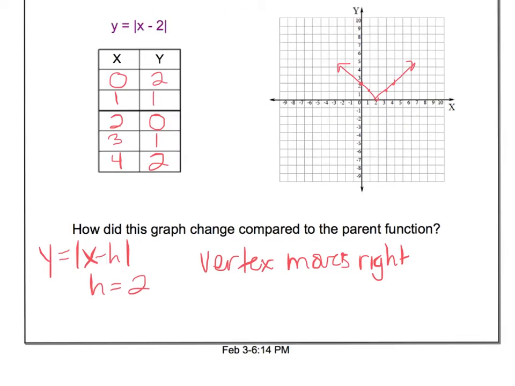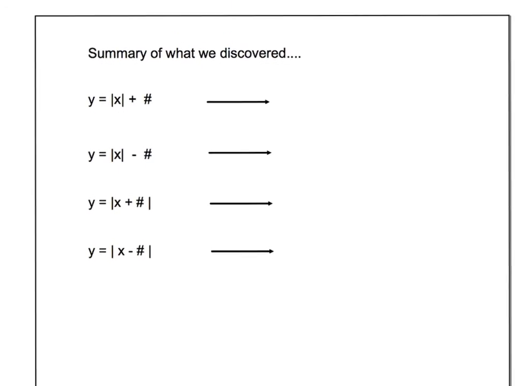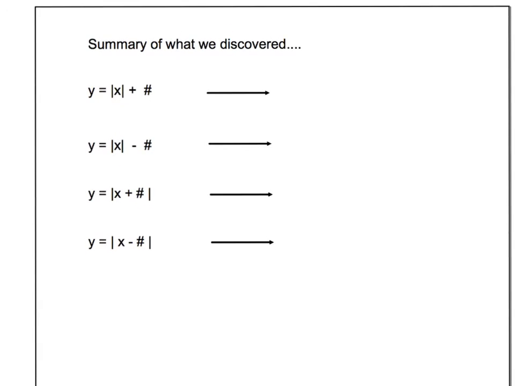So let's summarize what we've discovered. When we have a number outside of our absolute value, it acts as a y-intercept. Because there's a plus here, we know that our vertex will be shifted up on the y-axis. In the next example, we have minus some number. When we're subtracting a number outside the absolute value symbol, you know your vertex will be shifted down on the y-axis.